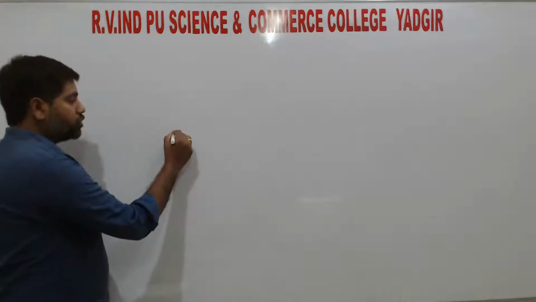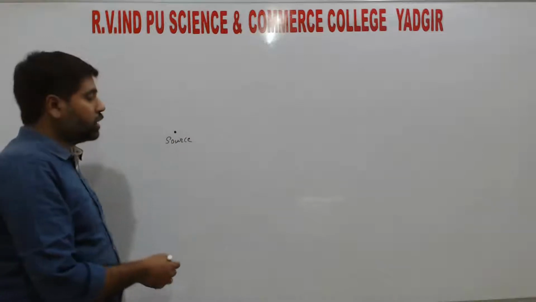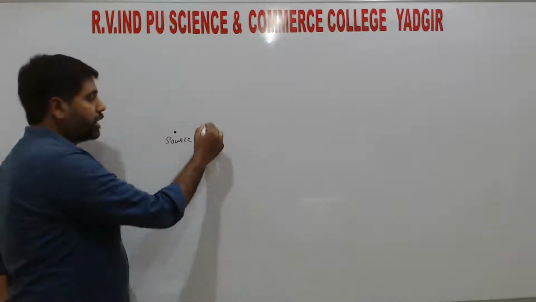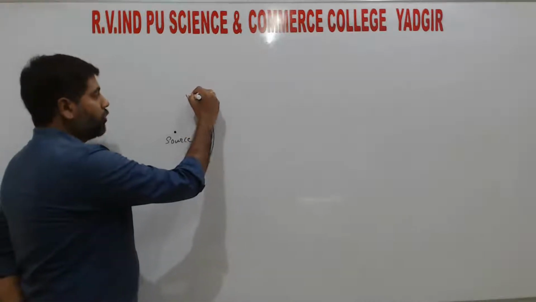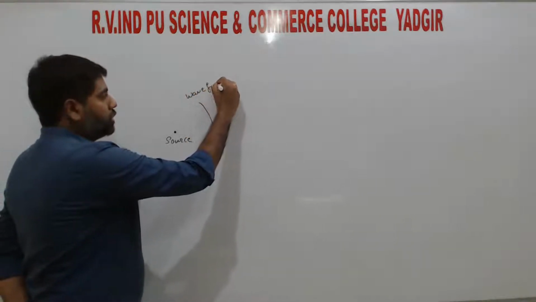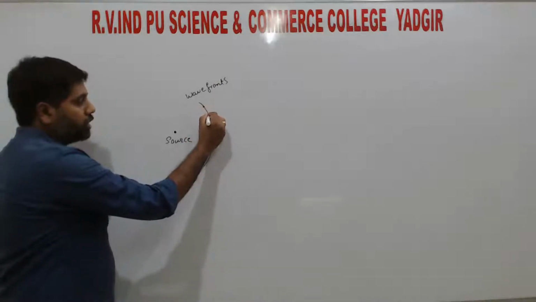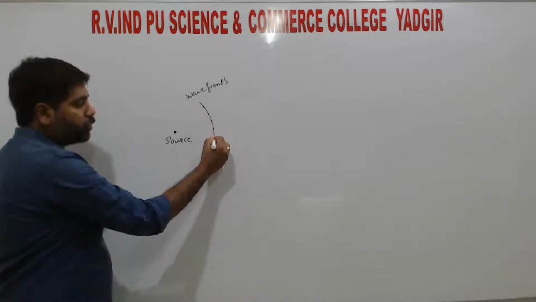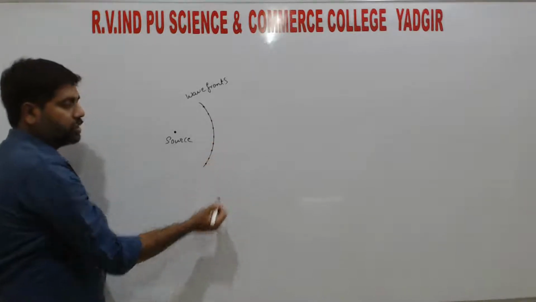So if we have a source, right? So from this source, the light waves are emitted in the form of wavefronts, right? So this we call the wavefronts, right? So on each point of the wavefront, right? So on this wavefront, each point acts as a source of secondary disturbance, right?